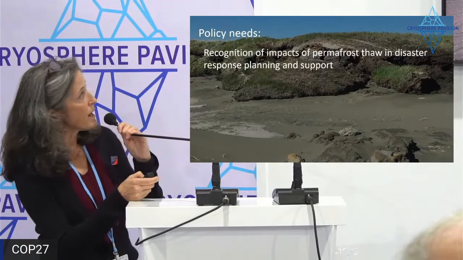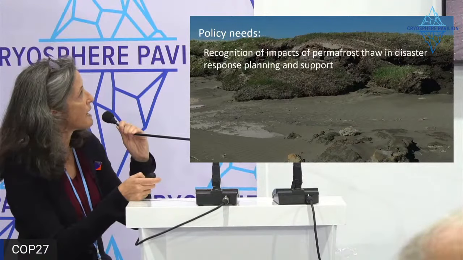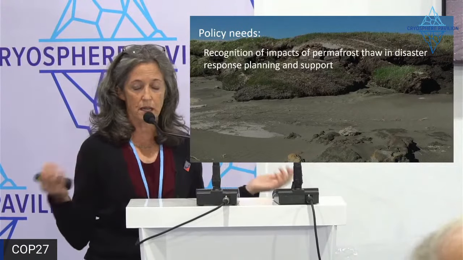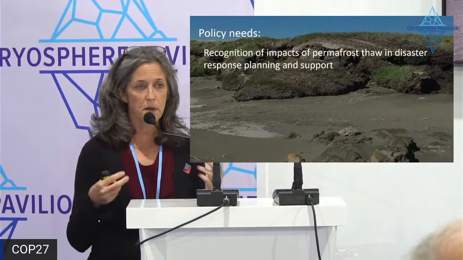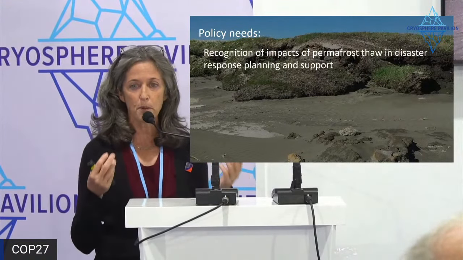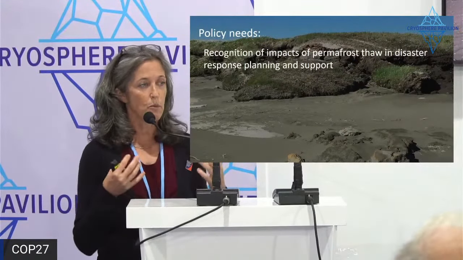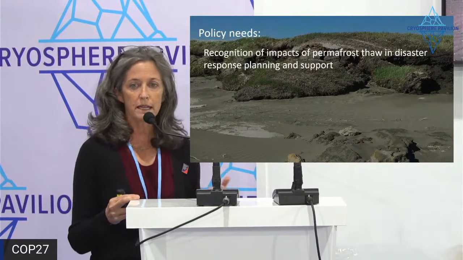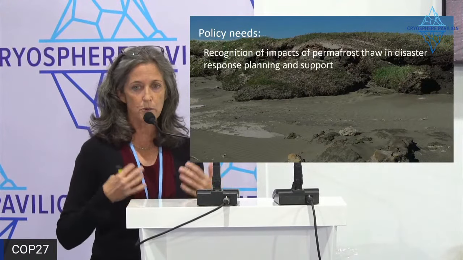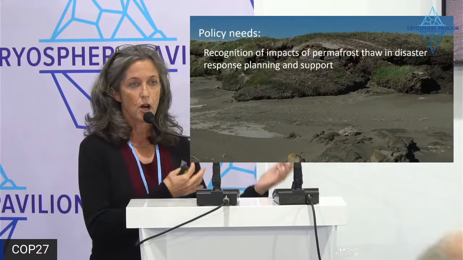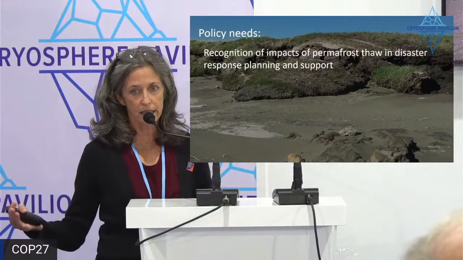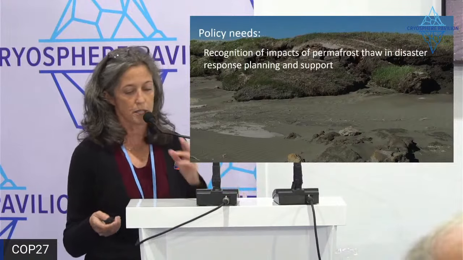So the first thing is a recognition of permafrost thaw in disaster response planning and support. I'll speak about the US, which is where I'm from, but I have a feeling this is true in other countries as well. Things that people consider slow onset, like permafrost thaw and erosion, which in a person's lifetime aren't that slow, we have no mechanism for dealing with these. So in the US, we have FEMA. This deals with the hurricane. But if you get erosion happening and then 6 months later, your house falls off the cliff, you're out of luck because there's no policy right now to address this.